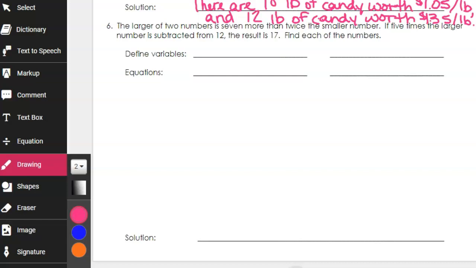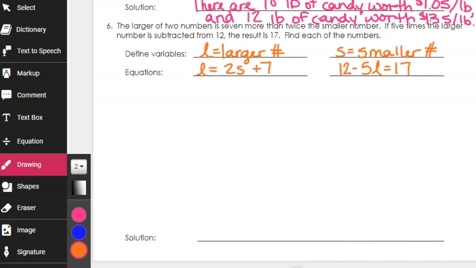So I want you to pause your video and define the variables. Check back when you have the variables and then you can move on. So just define your variables. If you didn't use L and S, that is perfectly fine, but your variables need to be defined as the larger number and the smaller number in the problem. So now, I want you to pause your video and create the 2 equations with your variables. When you finish creating the equations, check back and make sure that you got them right. Pause your video and write the equations.